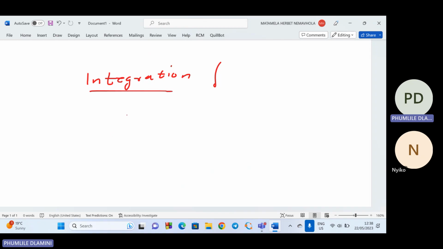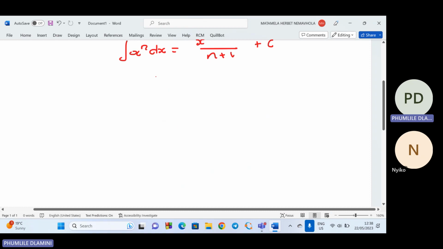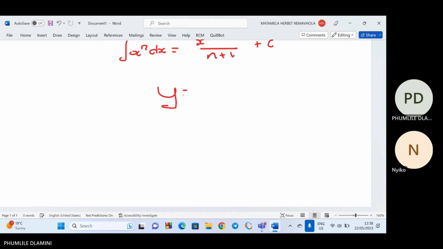The first one is that if I am integrating x to the power n dx, then this is the same as x to the power n plus 1 over n plus 1, plus c. This is the first rule that you must take into account. This c means constant. So I can be given an equation y equals x squared, for example, a simple equation. Then the integral of x squared dx is equal to x to the power 3 over 3 plus c.